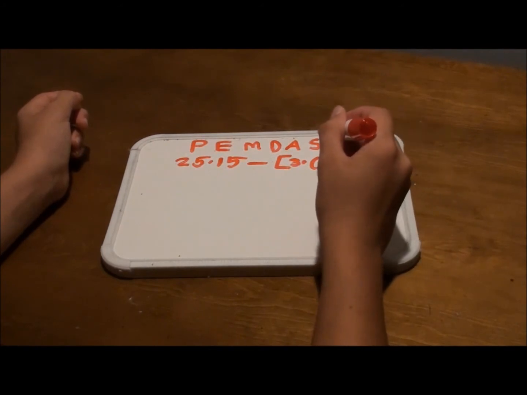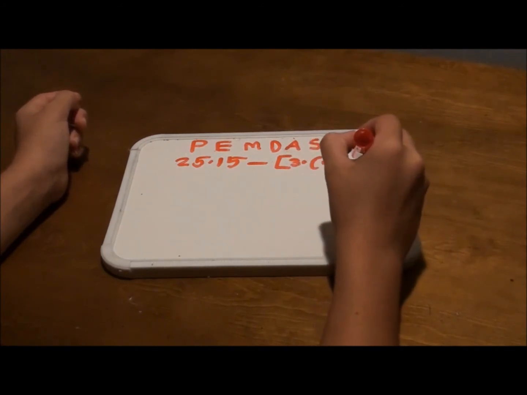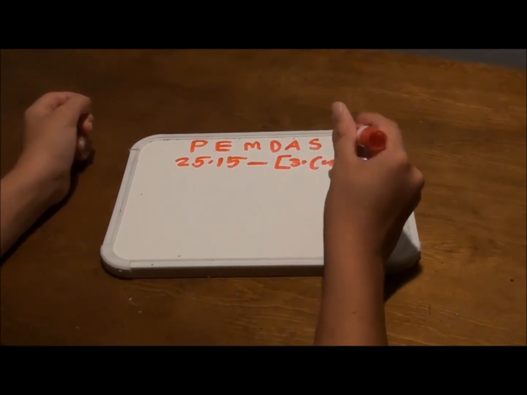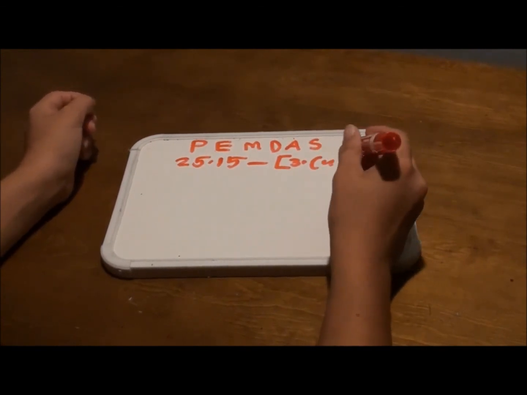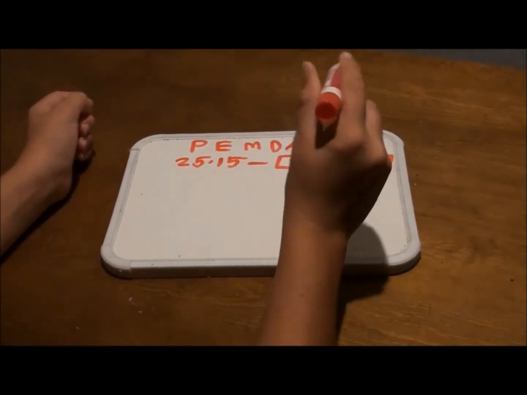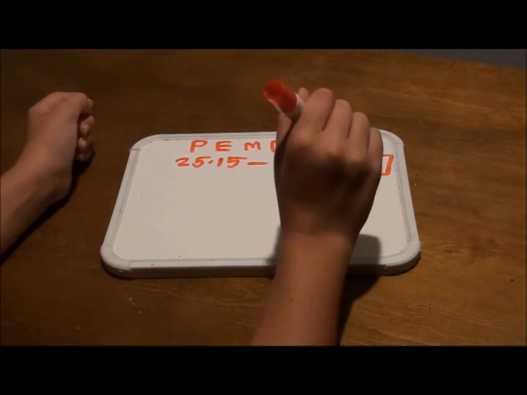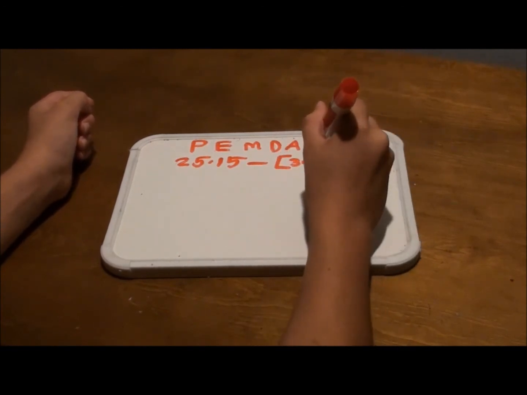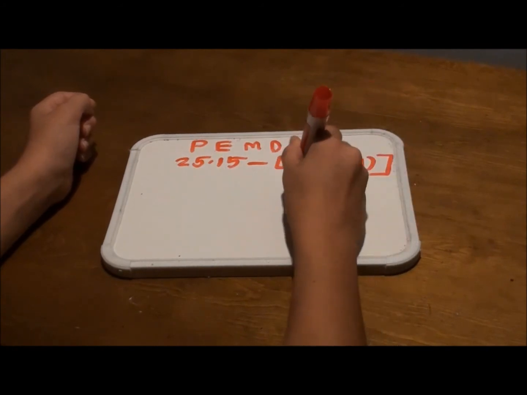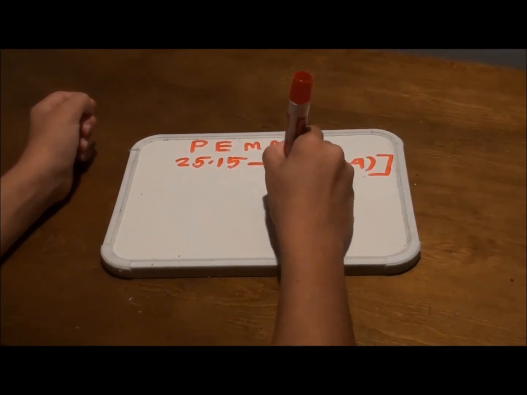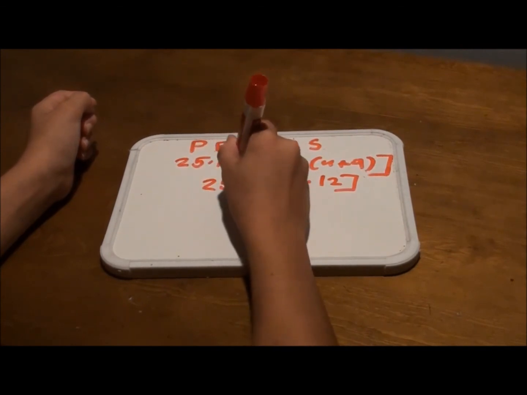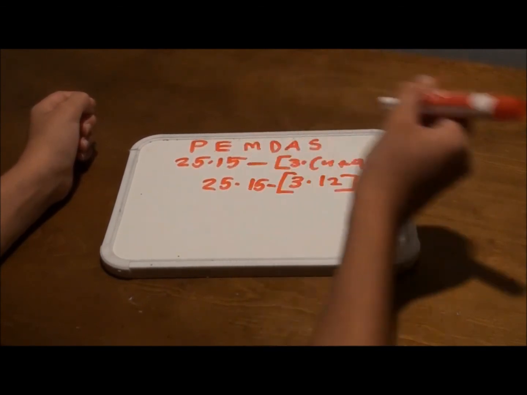And what we'll do is we'll complete 4 plus 9, and then we'll do 3 times whatever 4 plus 9 will be. And so let's go ahead and solve this. Now our PEMDAS will tell us that we have to do parentheses first. So we'll go ahead and do 4 plus 9, which is 12, and then we'll put in 3 times 12, and then our brackets here, and 25 times 15 minus 3 times 12.